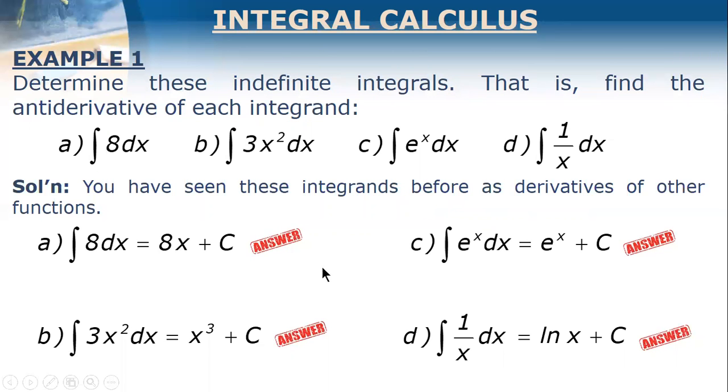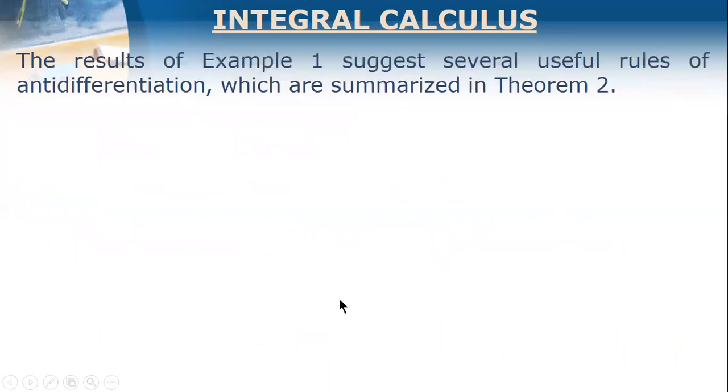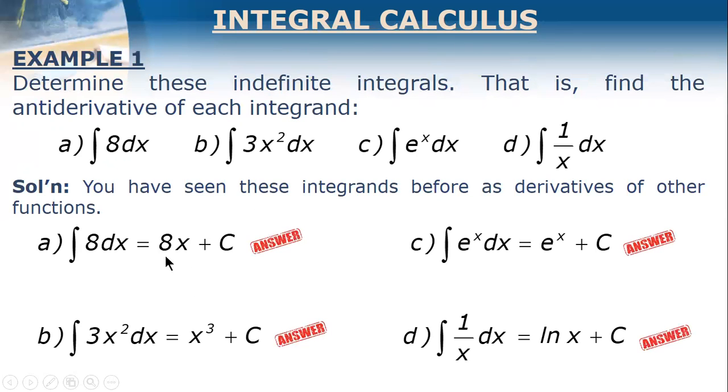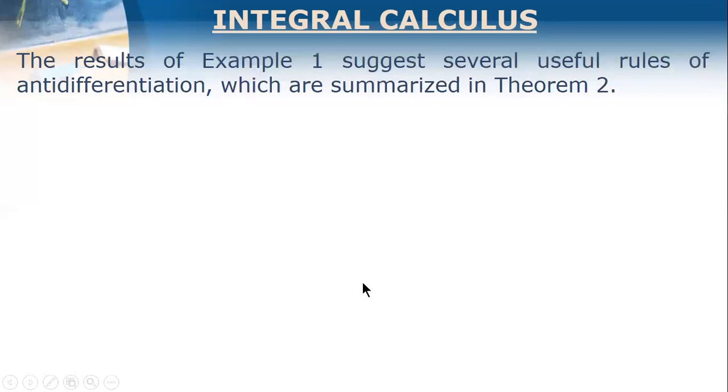Now, these results, 1, 2, 3, 4. The results of example 1 suggest several useful rules of anti-differentiation, which are summarized in theorem 2. So, instead of guessing each one of these integrals or antiderivatives, we'll use some rules so that we won't have difficulty finding the answer.